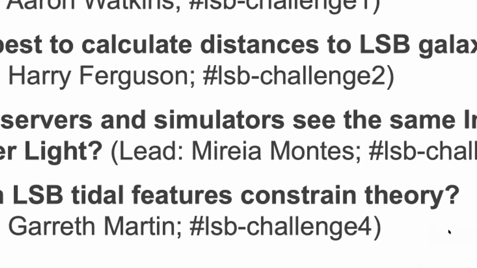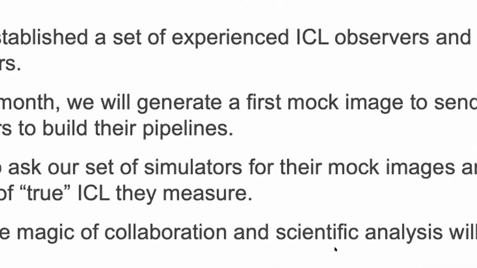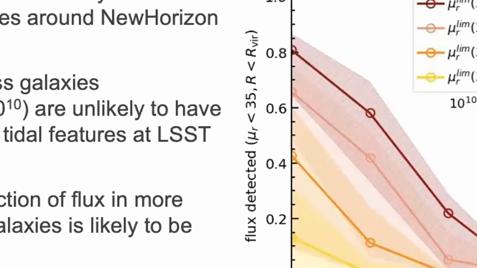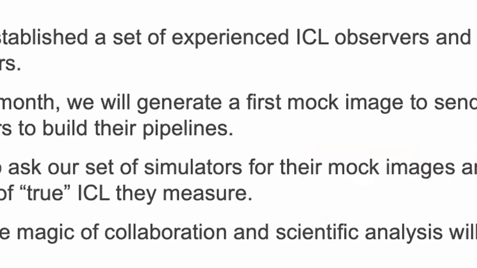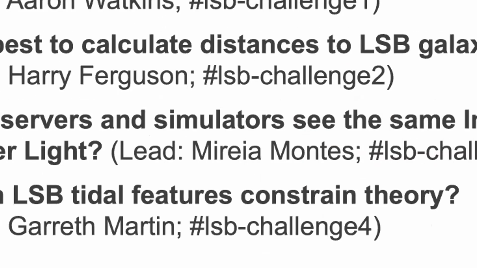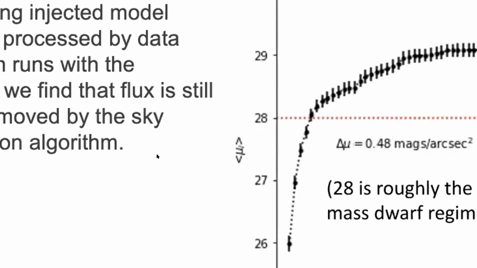So I've got quick updates from the challenge leaders, apart from, I do have to apologize. Oh, I'm going forwards rather than backwards. Apart from Harry Ferguson, due to my being incapable of accessing Google Docs on occasion, which has got me this time. So how well do algorithms deal with low surface brightness light?